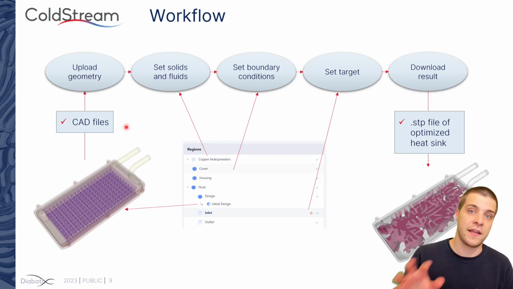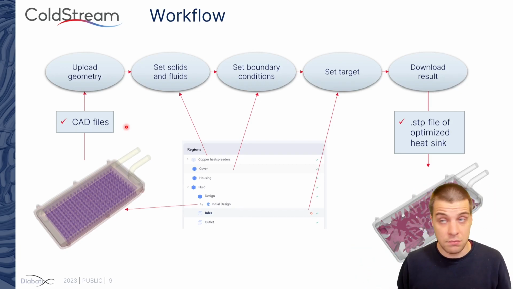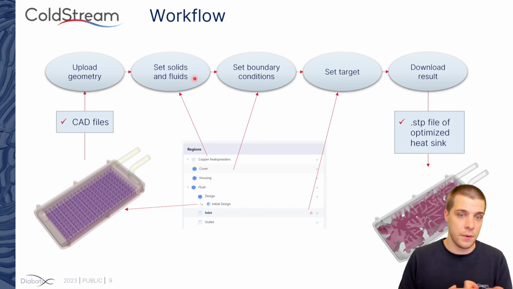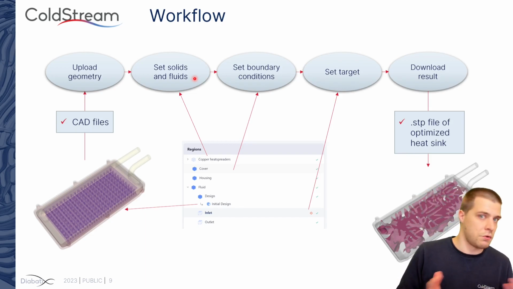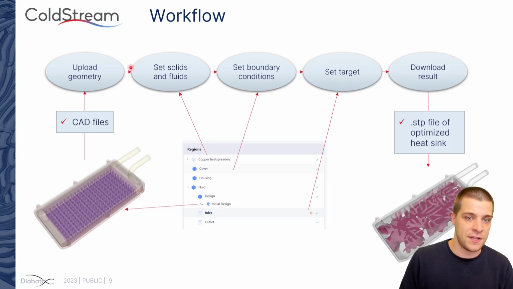In the first step, you have to upload a geometry. ColdStream itself is not a CAD software, so you prepare that geometry in your own CAD environment, be it NX, Autodesk Inventor, doesn't really matter, as long as it can export your STEP, it's fine. Next, you set the solids and the fluids. Is it copper that's used or aluminum? Is it air-cooled, liquid-cooled? And if liquid-cooled, is it water glycol, pure water, something else? That's something that you specify in the second step.